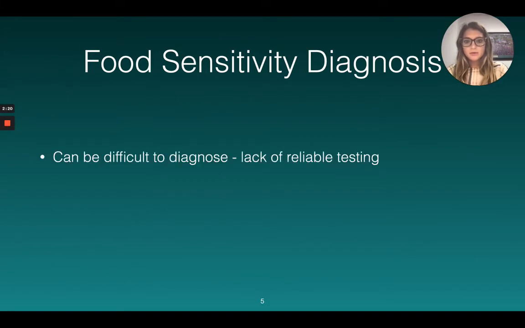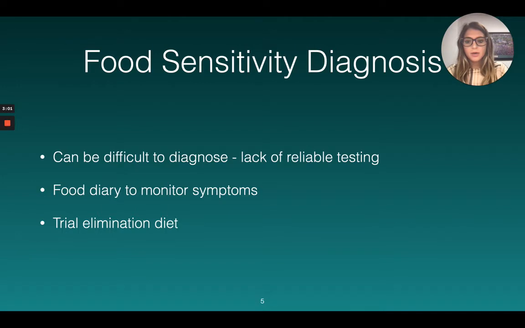The diagnosis for food sensitivity can be difficult due to the lack of reliable testing. It's not a set in stone diagnosis, so it can be difficult to narrow down what foods may be causing digestive issues. And really, one way to diagnose, due to the lack of testing, is to provide a food diary. People will write down everything that they ate for the day, and then they will also keep track of any symptoms that occur throughout the day, and try to help narrow down the food that may be causing some type of sensitivity or disruption within the gastrointestinal tract.